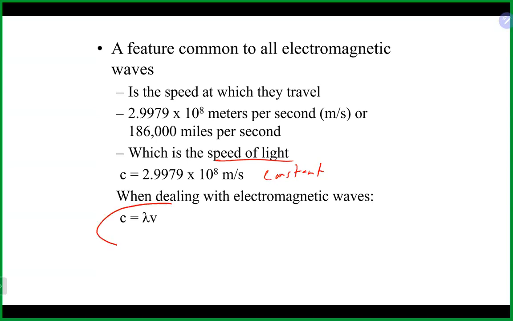So when we deal with electromagnetic radiation and waves, this is the equation that we use. c is equal to the wavelength times the frequency. So that is our speed of light, which is our constant.